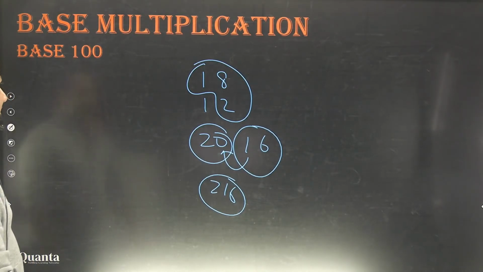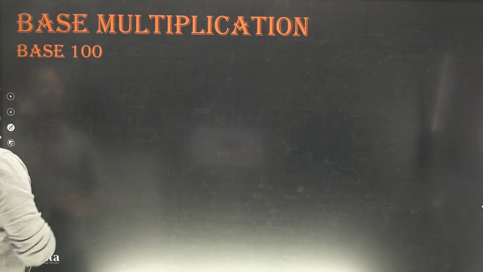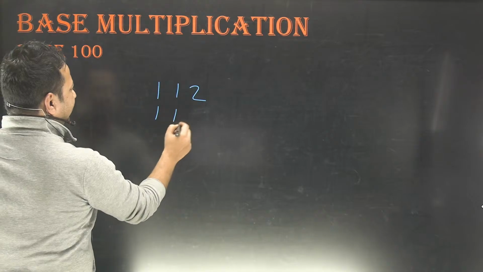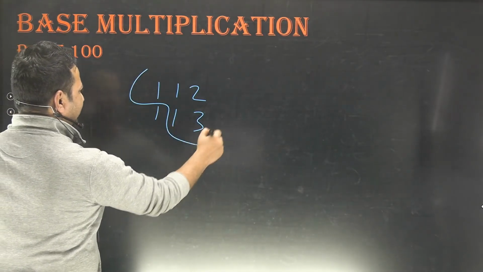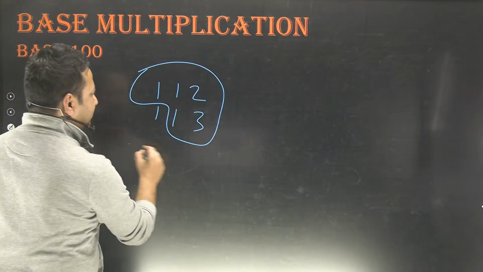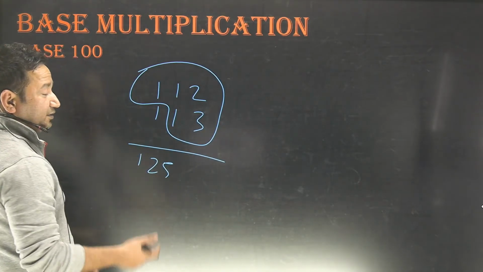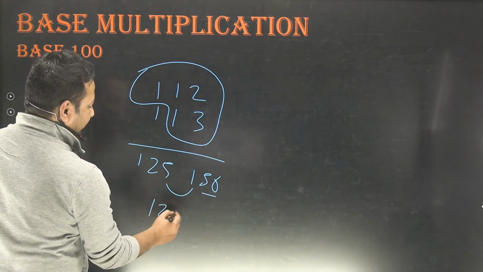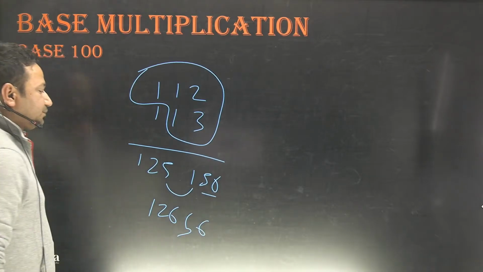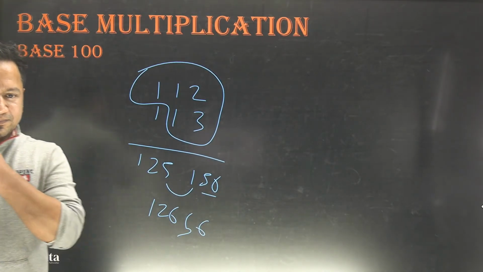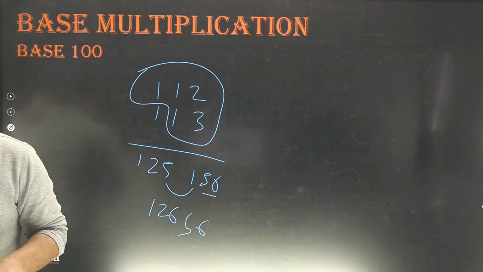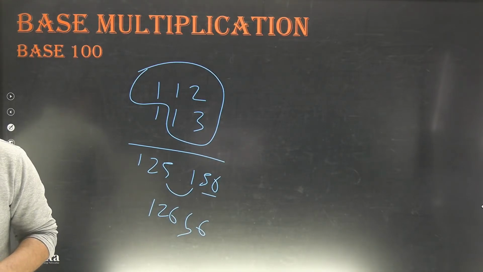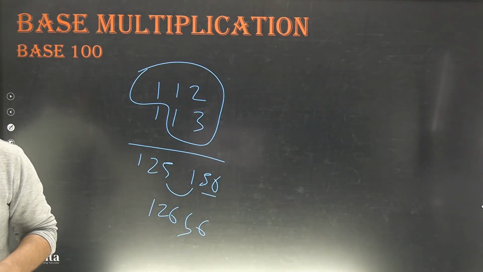As per, it is applicable to 3-digit numbers as well. So let me take a 3-digit number. For example, base 100. 112, 113. Let's draw the map of Africa. Whatever is inside the continent, just add them. Whatever is on the Nile, just multiply them. 12 into 13, we get 156. And we get our answer. Right? 12656.